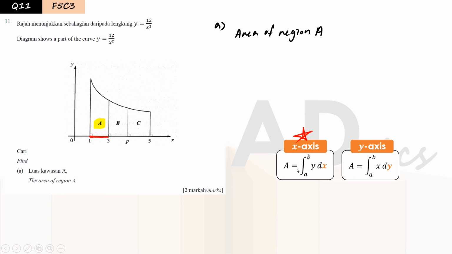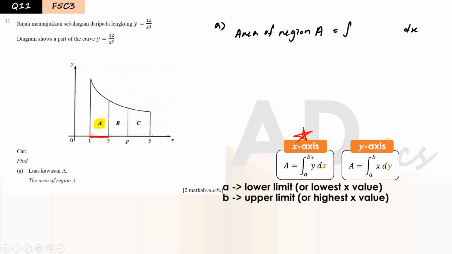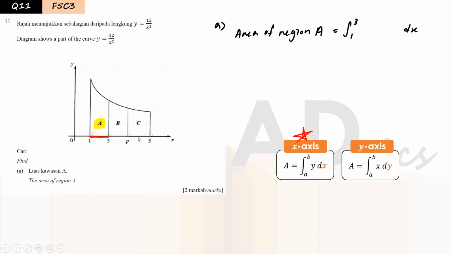Let's start off by writing the integral at the front and dx at the back. The dx is because we are using the x-axis way. Then for the integral, we put the lower limit and the upper limit, a and b. The lower limit, a, is the lowest x value of region A, which is 1. And b is the upper limit, the maximum value of x of region A, which is 3. For the y here, it would be the equation of the curve, which is this one.